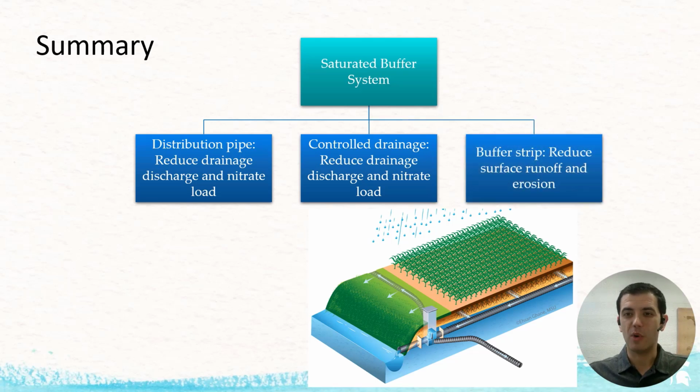The third component is the buffer strip. As I mentioned, you can have grass, shrubs, or trees on the buffer area. So that will reduce surface runoff and erosion. For information about design, you can hire a private company or you can visit your local NRCS office.